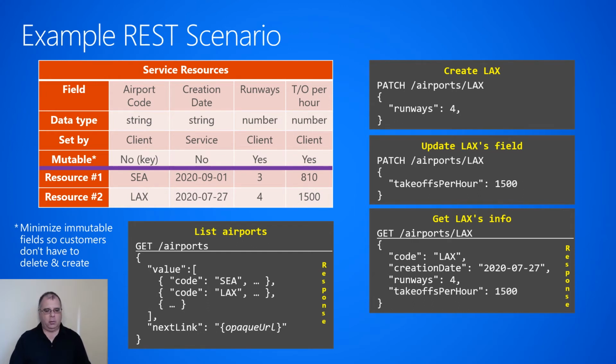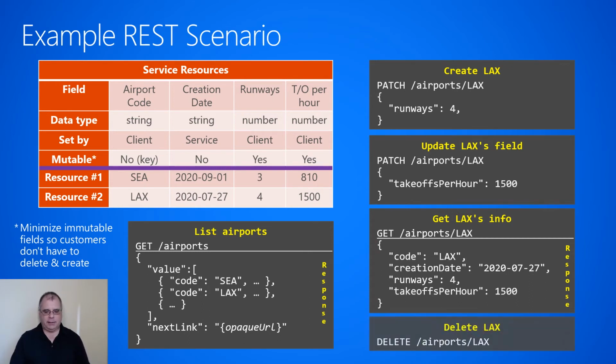The client code would then walk the value of arrays to process them all, and then it would do a get operation on this opaque URL, and the service would return the next subset from the collection, and then the client would process those. They would have a new next link, it would do another get, and so on and so forth, until the service didn't return a next link in the response, and then the client would know that it's done, that is it's processed everything in the collection.